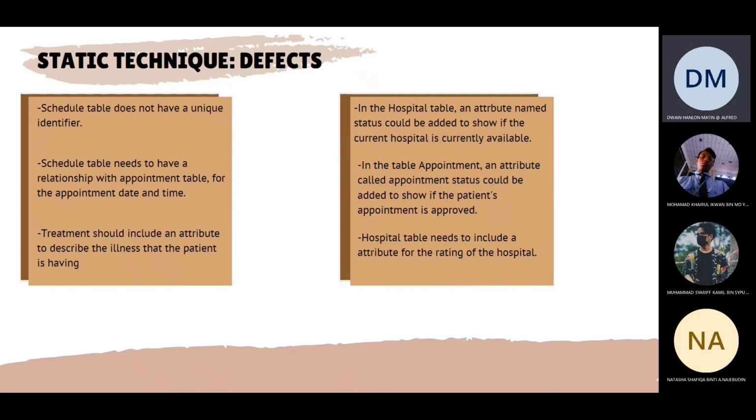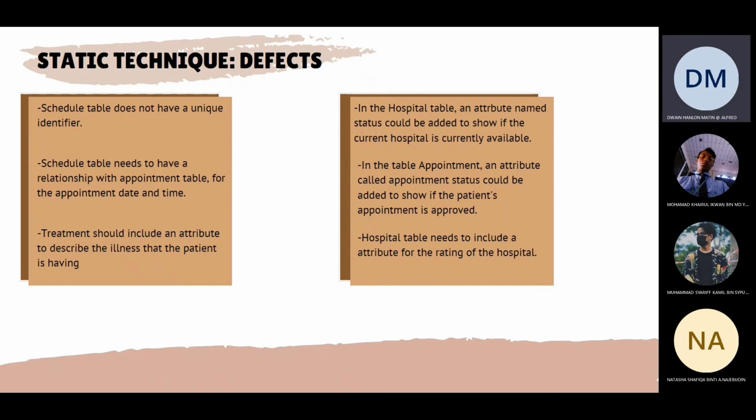In the hospital table, our requirement will need a status to show if the current hospital is currently available or not. This will help if the hospital is currently undergoing construction, which will be really problematic for the side of the user if they intend to select a hospital that is currently under construction or currently just not available. So this attribute would help a lot in the side of the user.